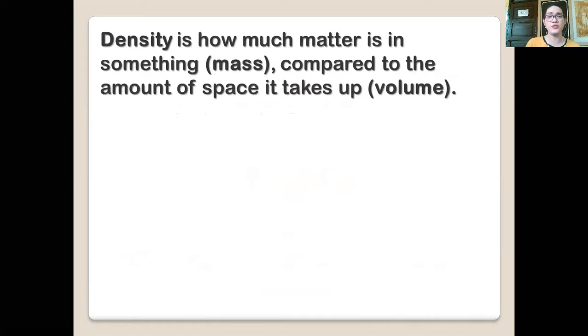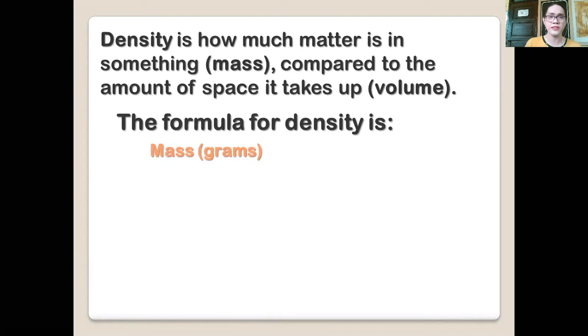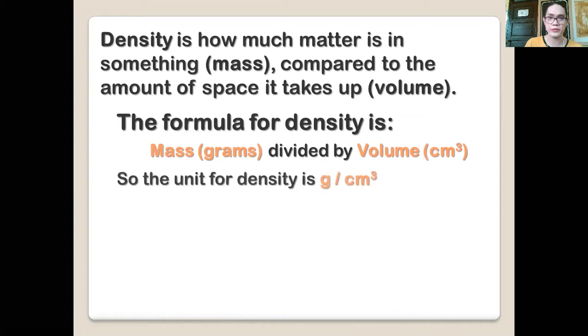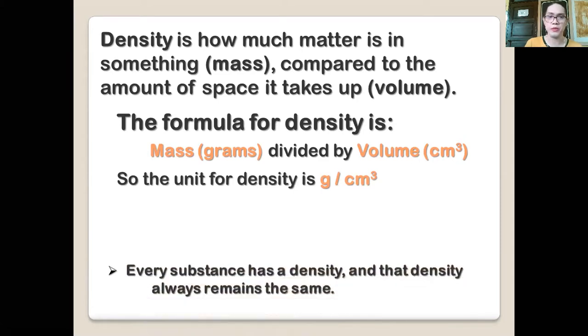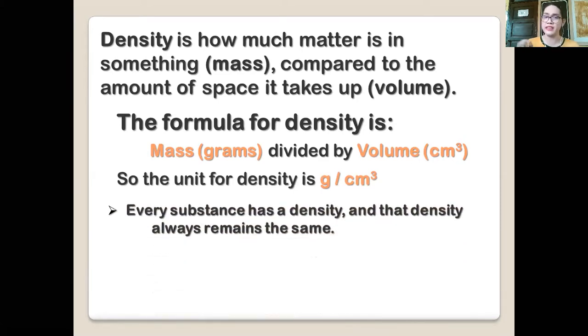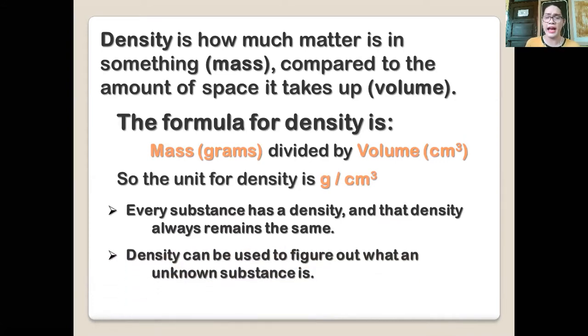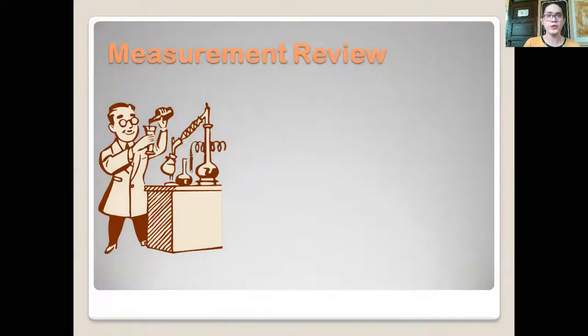And density is how much matter is in something, or mass compared to the amount of space it takes up in volume. So the formula for density is mass divided by volume in cubic centimeters. So the unit for density is grams per cubic centimeter. Every substance has a density, and that density always remains the same. Take note of that. Density can be used to figure out what an unknown substance is. So the density of water is equivalent to 1 gram per cubic centimeter.